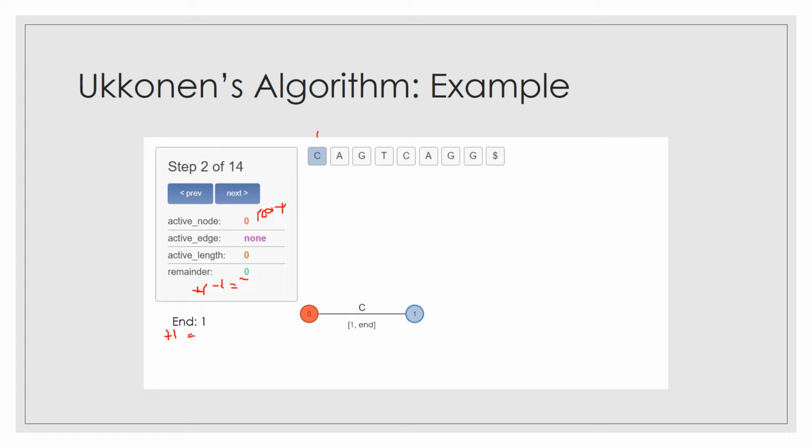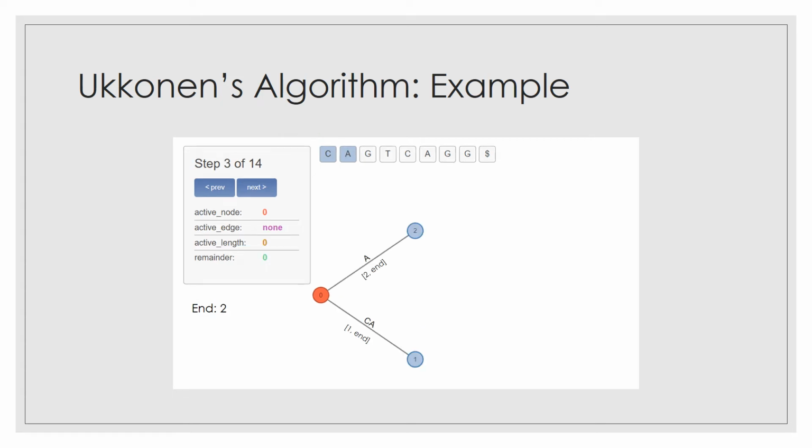Now that was index 1. Now we're going to go to index 2. Go to the next one. So at the next step, n goes up by 1. So this is the cool part. Since these are character representations, I'm putting up here for you to see what's actually getting added to that edge.